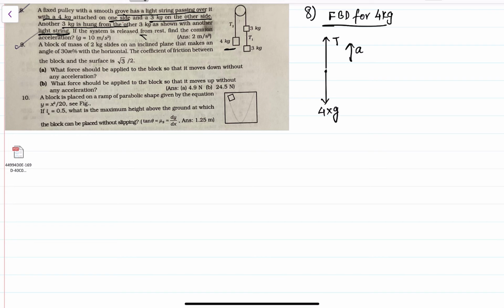And this particle is accelerating upward. As there is acceleration, we need to write Newton's second law of motion, sigma F equal to ma. That means T minus 4g, where 4g is acting downward and g is 10, so T minus 4 into 10 is equal to m into a. M is 4, acceleration is a. Let us call this equation number 1. Similarly, draw a free body diagram for the 6 kg object on the right side.